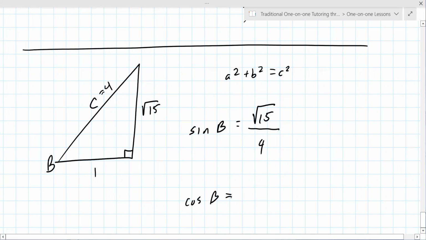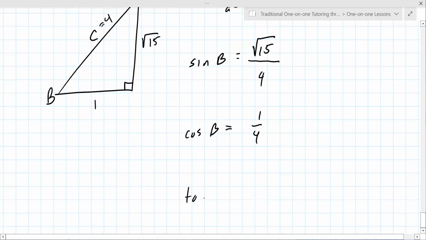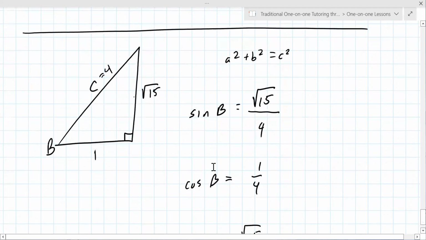Cosine of B, what would that be? 1 over 4. Very good. And then tangent of B. 1 over the square root of 15. Tangent is opposite over adjacent, so you've got those flipped there. My bad. So tangent of B is square root of 15.